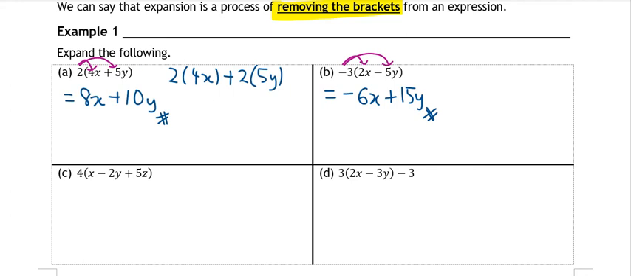And next one is C. C is 4 bracket x minus 2y plus 5z. So let's expand the 4. Here you will have 4x minus 8y plus 4 times 5z is 20z. Okay, so that's for part C, and let's have a look at part D.